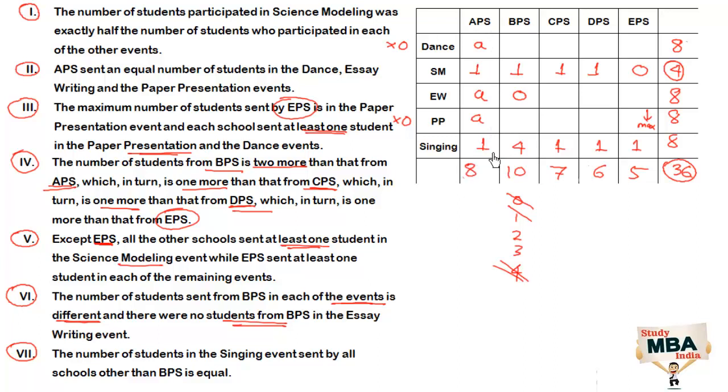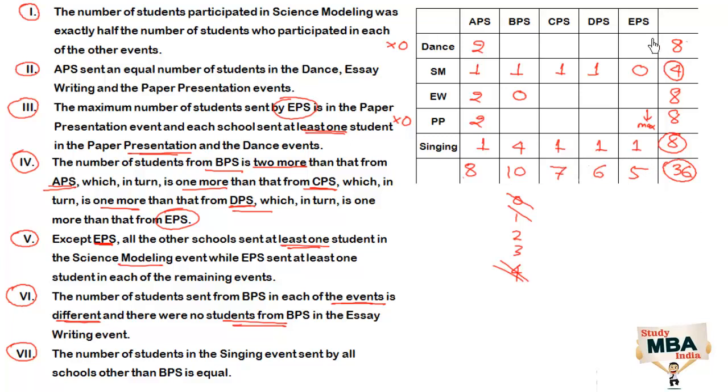And out of this, 1 has already been assigned to singing and 1 has already been assigned to science modeling. So the balance is 6. So 6 has to be divided equally in these 3 areas. So obviously all these 3 values have to be 2. So the value of A here is 2. So let me just replace this value of A with 2. So it is 2, this is also 2 and this is also 2. Correct? And in fact we are also done with 8. So let me just circle it.